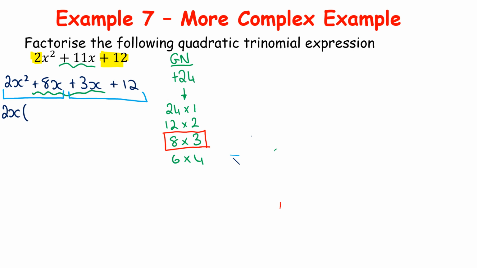2x is common, leaving me with x plus 4. Plus 3 is common, leaving me with x plus 4. x plus 4 is common, so I'm going to pull that out in front. And 2x plus 3 is what's left.